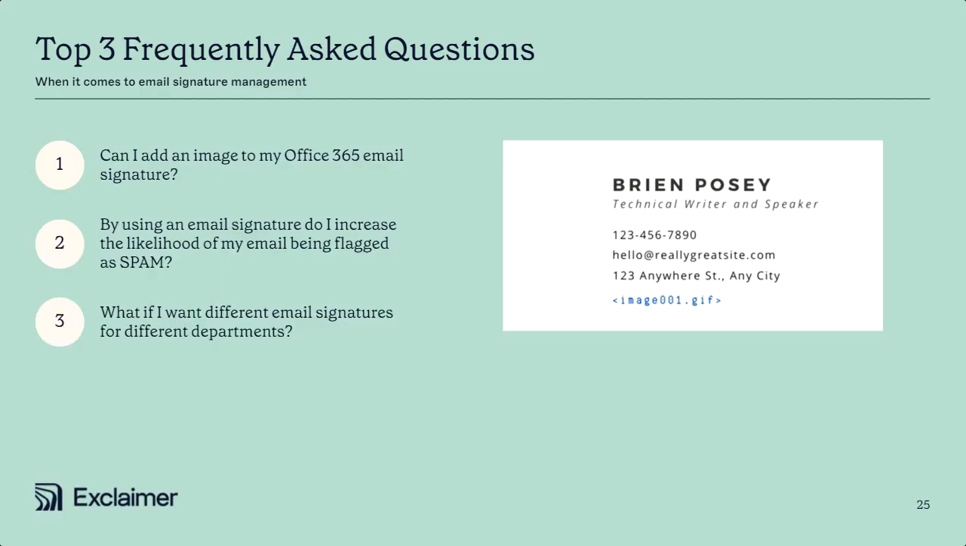So at this point, we have the top 3 frequently asked questions. And Paul, why don't you take a stab at this one? So the first one, can I add the image to my Office 365 email signature? Yes, you can. So there's the ways you've shown already today. You can use the manual method, just making your own signature. Use the mail flow rules, which again we've been through. And that's not as easy to do if you're not technical.